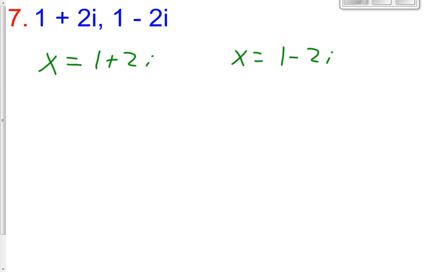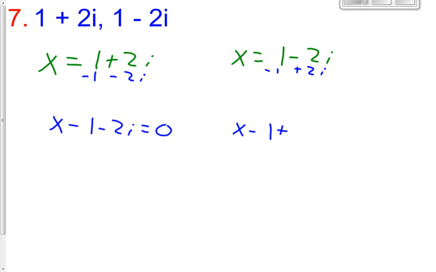The next step is going to be the same as the past 3 problems. We want to get a 0 on the right side. So let's subtract 1 and subtract 2i. So x minus 1 minus 2i equals 0. Subtract 1 and add 2i. We're going to get x minus 1 plus 2i equals 0.